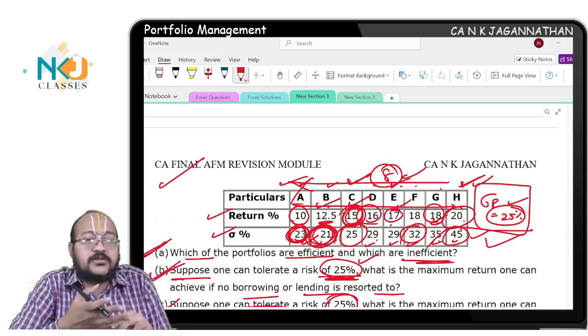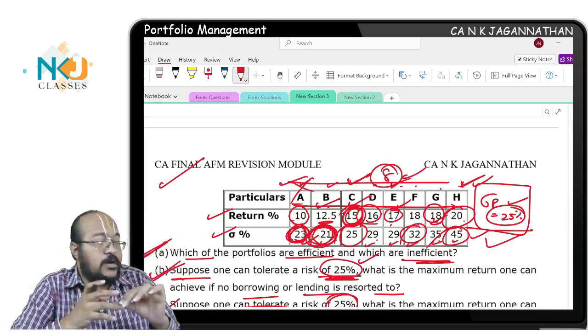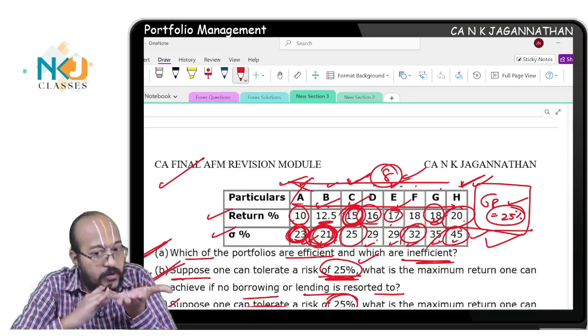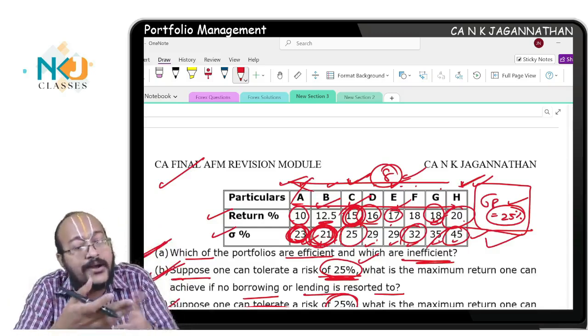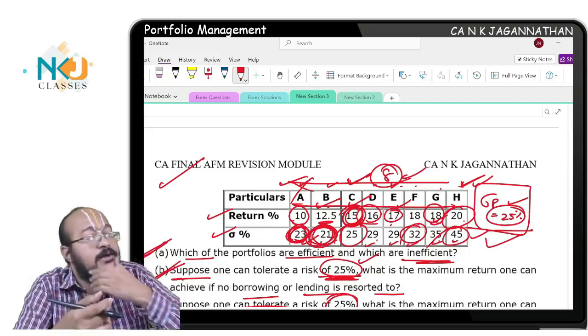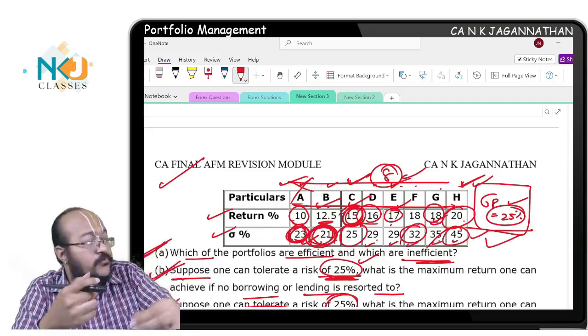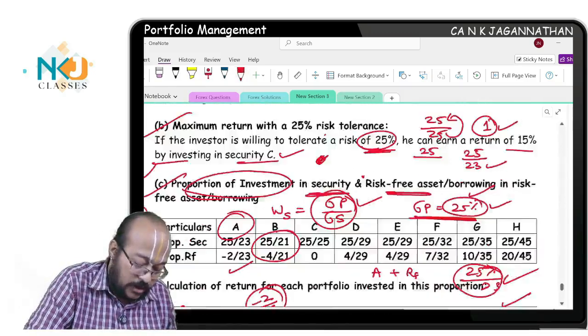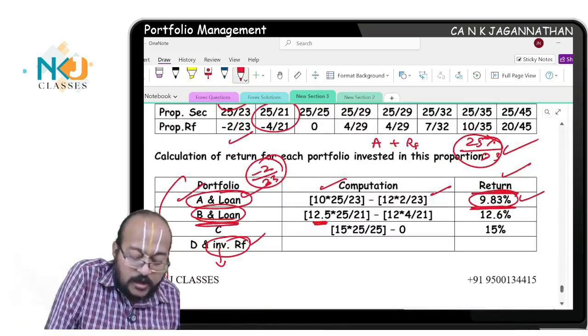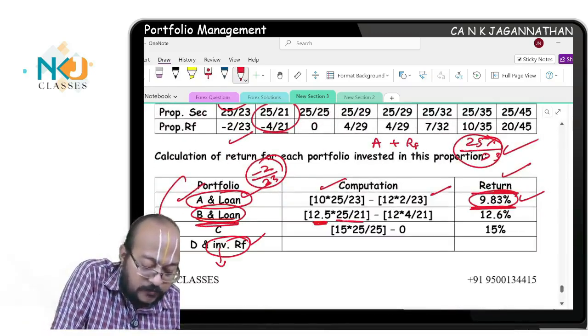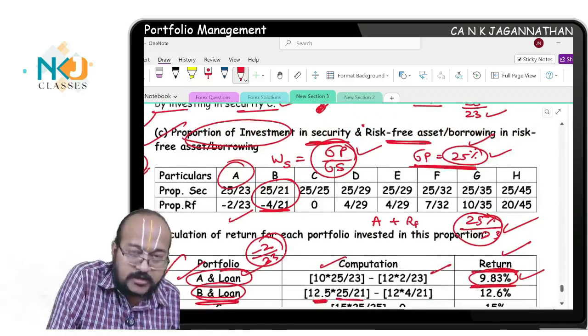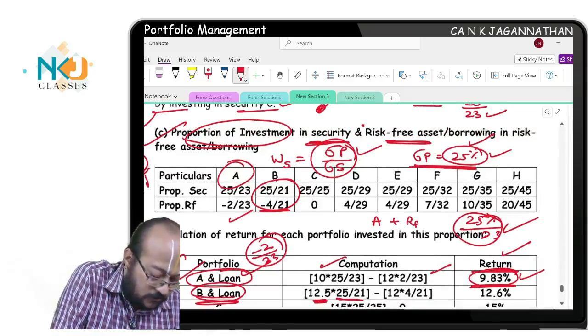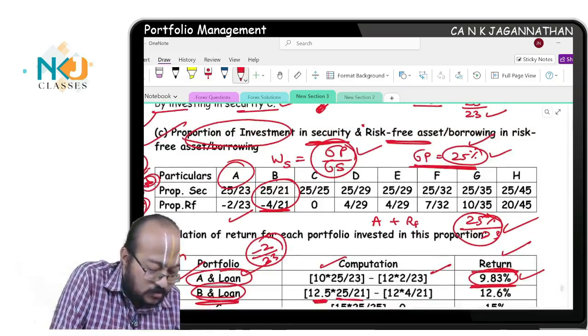Again, borrowing or investing? Borrowing. Why? 25 by 21. You have only 21 in hand, denominator 21 in hand. 4 rupees you have to borrow and invest 25. More than 1. So what you do? Minus 4 by 21. Okay, you will borrow risk-free asset. Again, B and loan. Are you all understanding? B and loan, okay, 25 by 21 and minus 4 by 21. The proportion, are you all understanding? This is a very, very important working here. Okay, the proportion you need to understand.